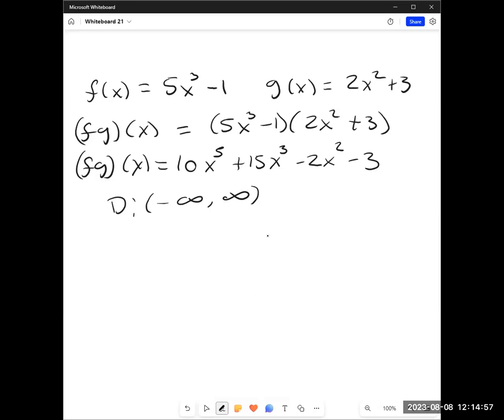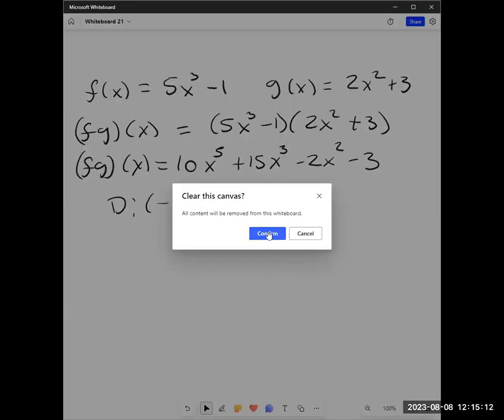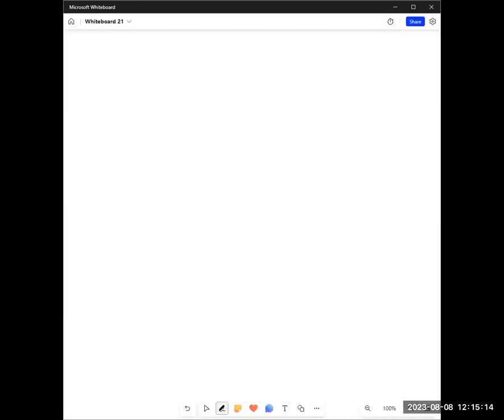Getting the idea that most of our restrictions are going to come from division unless there's square roots or logs involved. So now let's look at a division problem, and it is also going to have a square root involved. So let's give myself some space for that one. f of x is going to be equal to the square root of x. g of x is going to be equal to 3x minus 2.